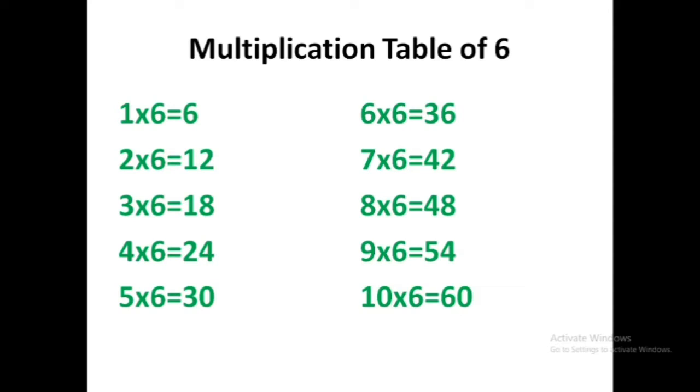Multiplication table of 6. 1 6 are 6, 2 6 are 12, 3 6 are 18, 4 6 are 24, 5 6 are 30, 6 6 are 36, 7 6 are 42, 8 6 are 48, 9 6 are 54, 10 6 are 60.